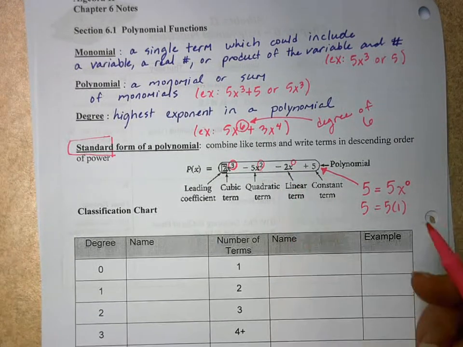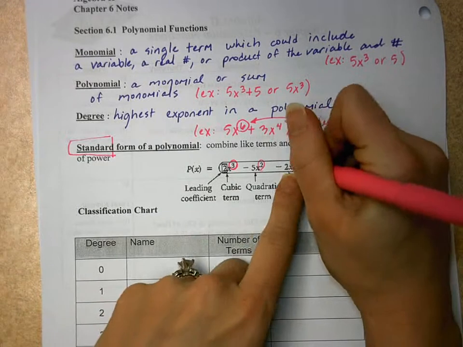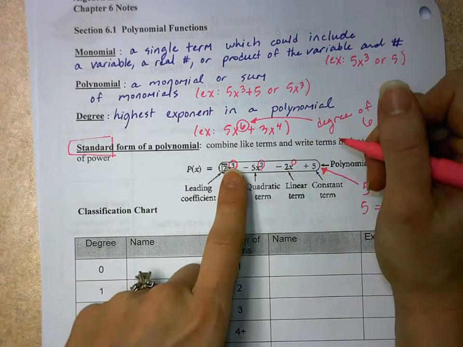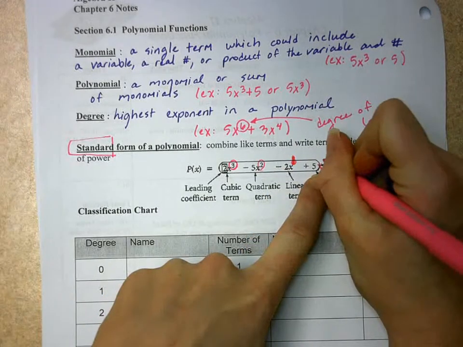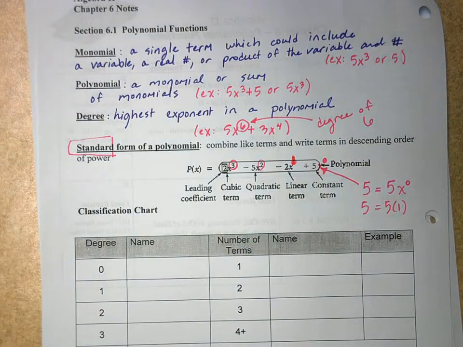Okay, because I thought that was a 0, so I was really confused. Oh, that's supposed to say 1. I circled to show that it went 3, 2, 1, and then this would be an x to the 0. That's how you can see that those exponents are in descending power. 3, 2, 1, 0. Excellent. Any questions on that?